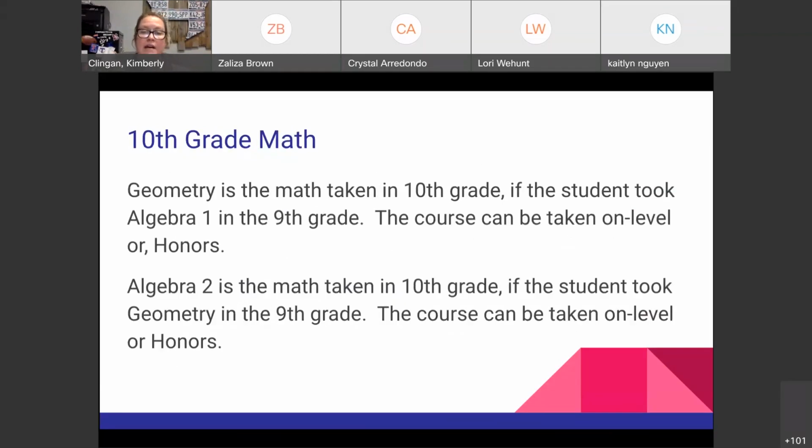For 10th grade math, there are several options for this. Geometry is the math that a student takes if they took algebra or algebra AB in the 9th grade, and it can be either on level or honors. Algebra 2 is taken in 10th grade if you took geometry in the 9th grade, and again, it can be on level or honors as well.